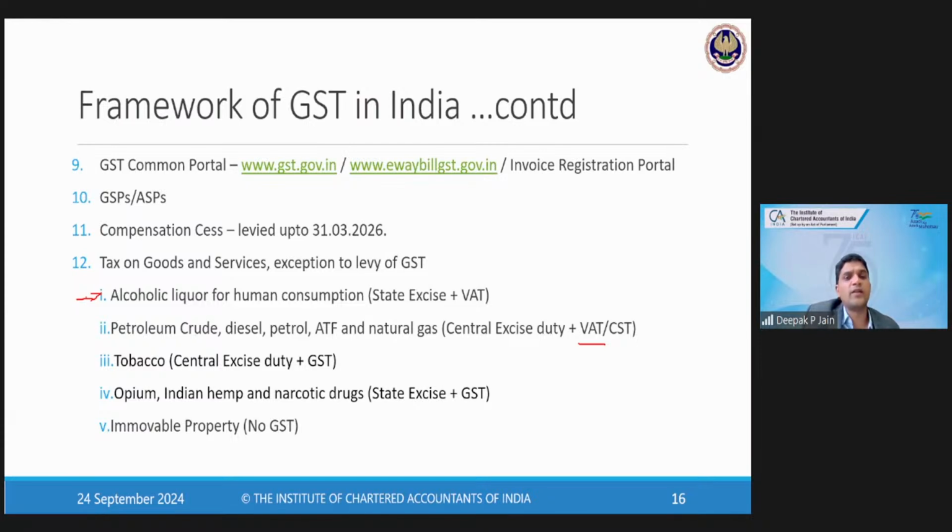What is aviation turbine fuel? When we go in a flight, the fuel that is used there is called aviation turbine fuel.